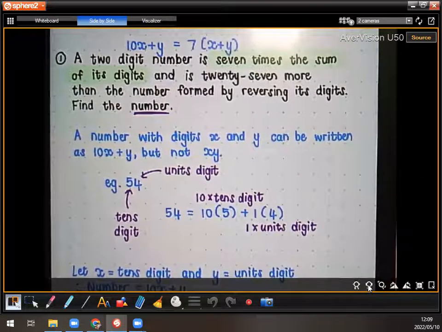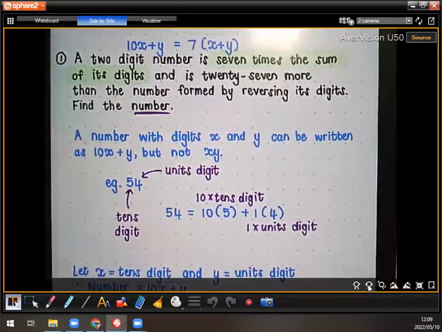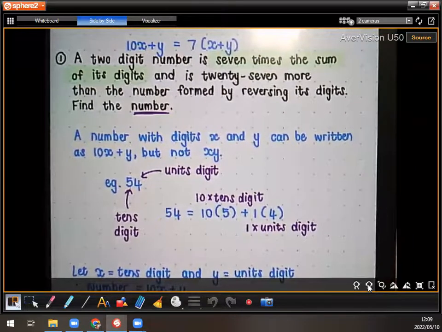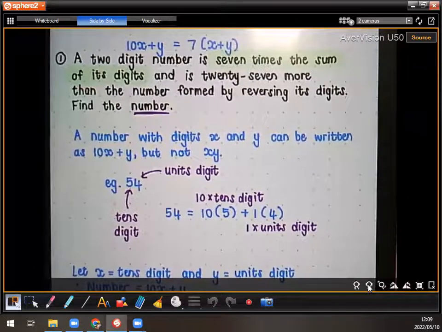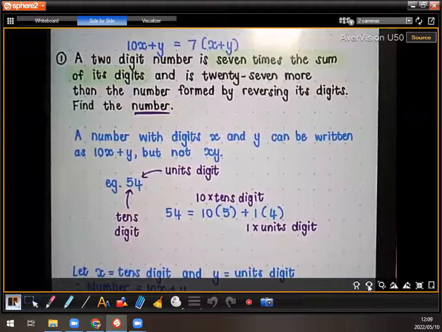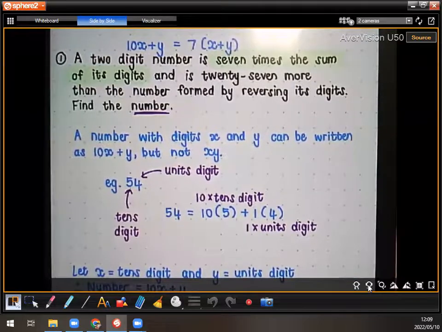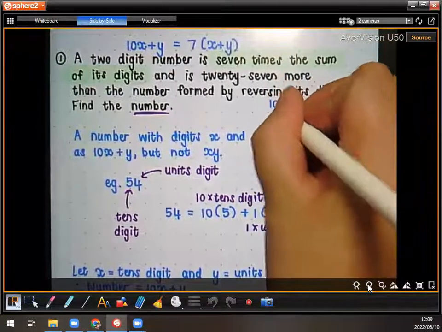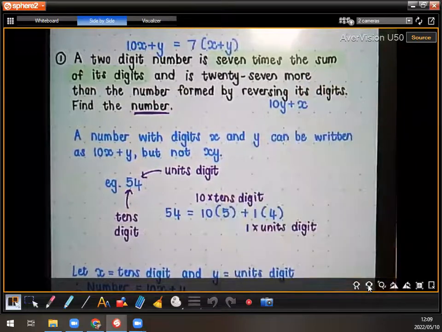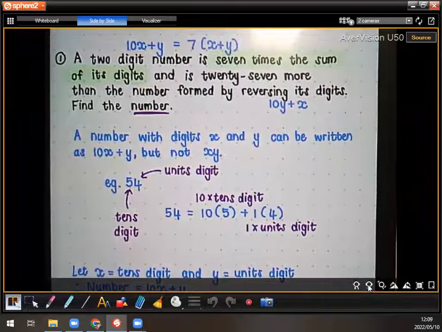If our number is 10x plus y, that means the number is our digit x and our digit y next to each other. What's going to happen if I reverse it? What is my new tens digit? It's going to be y, right? So when I reverse those digits, I'm going to have 10y plus x. So reversing its digits is going to be 10y plus x. It's like I had 54, now I have 45, when I reverse those digits.